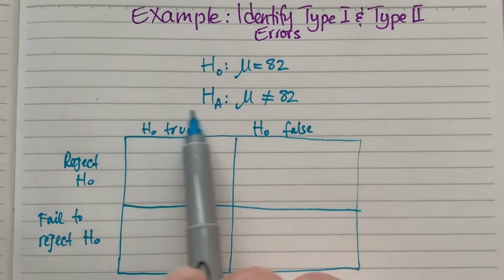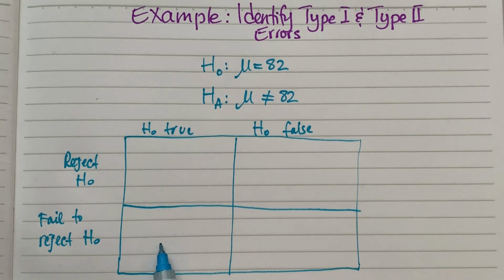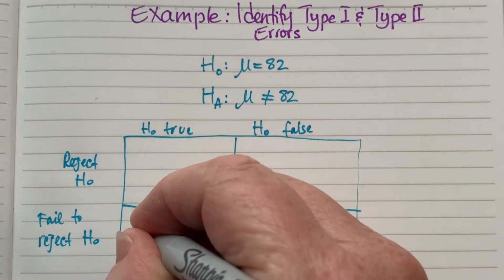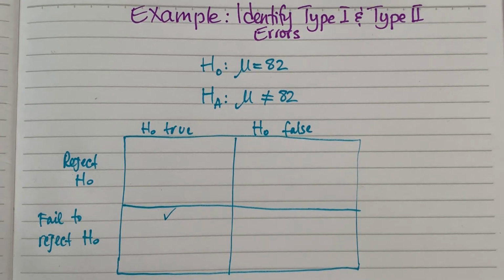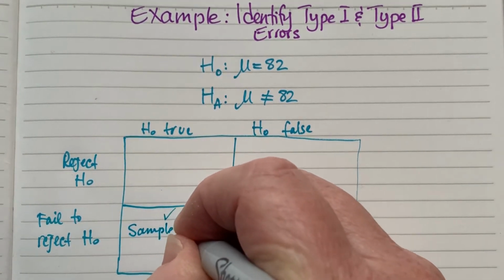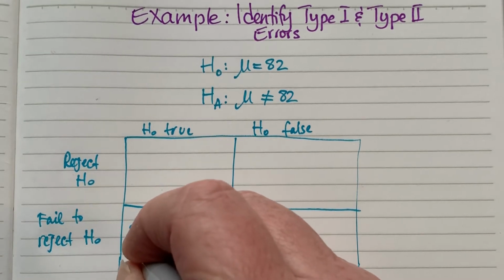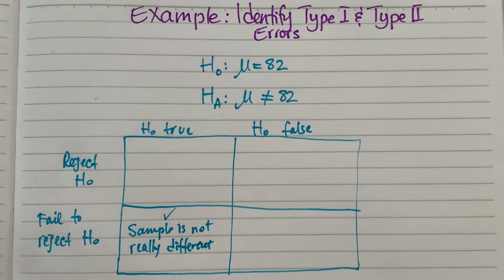Okay, so let's start with our null being true. It's going to be the correct decision to not reject it, right? This would be the right thing to do. If the mean pulse rate of the population is actually 82 and the sample mean is not significantly different, so the sample is not really different from the population, we should not reject. This is going to be one of those correct decisions.